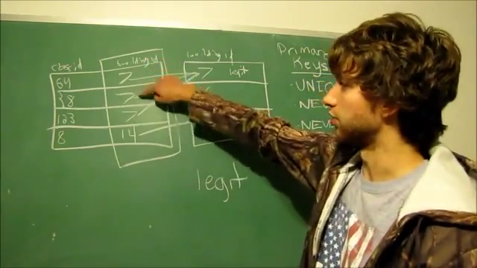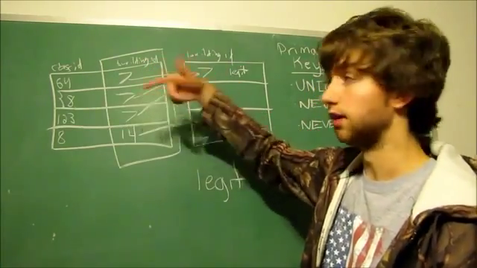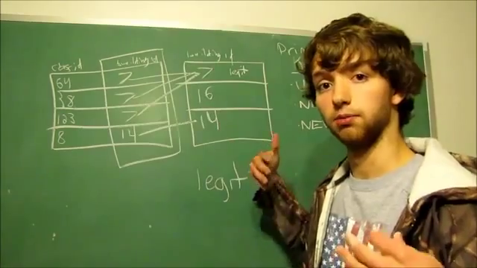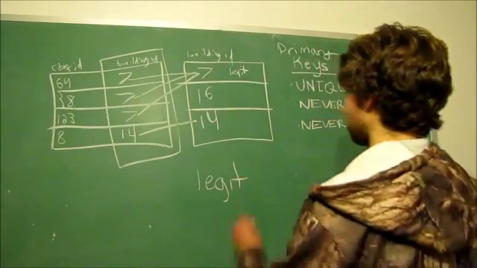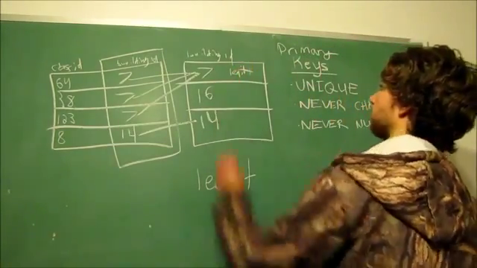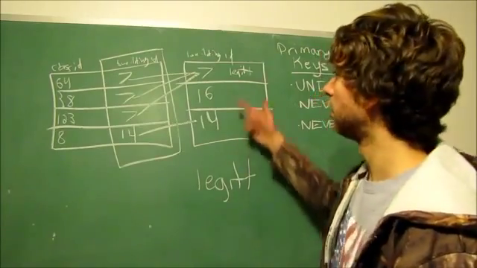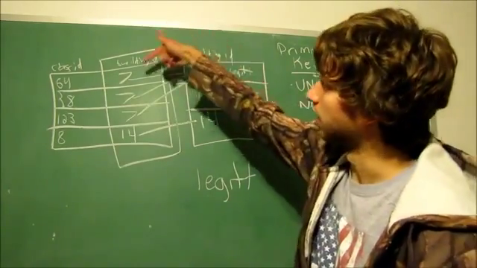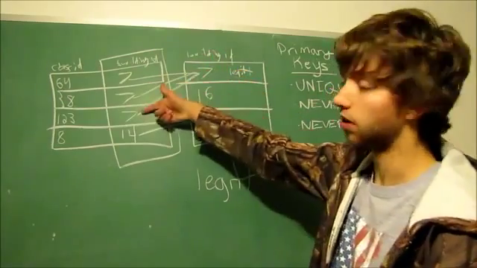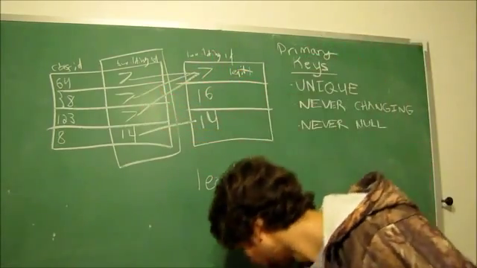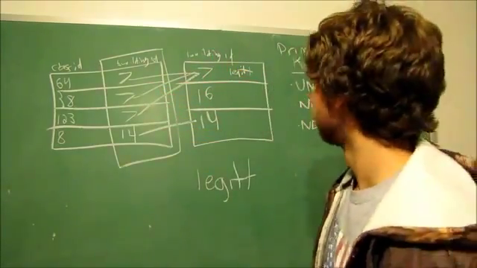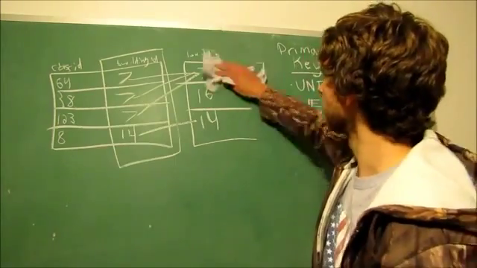So rather than putting legit, legit, legit and having repeating data, that could be easily messed up. For example, if legit was changed to legit with 2 T's, or just change the name completely, well now with this foreign key, it's connected so it updates automatically. So yeah, that's kind of how foreign keys work.